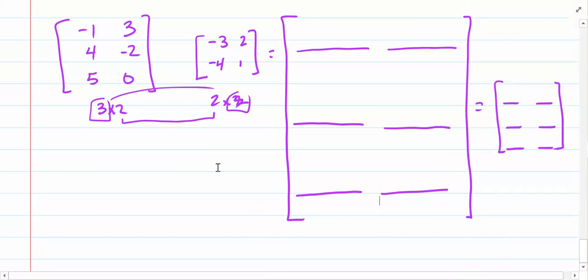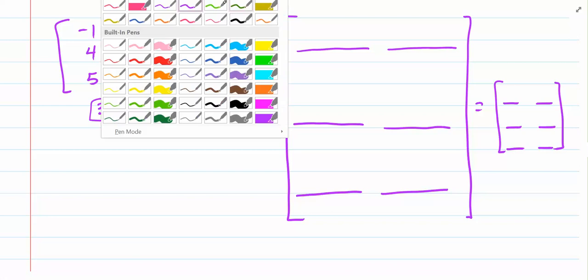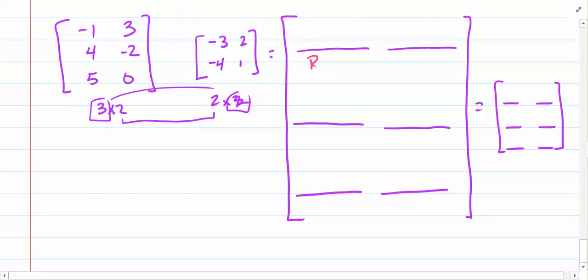So ask yourself, what position is this? This is row 1, column 1. This is row 1, column 2. This is row 2, column 1. This is row 2, column 2. This is row 3, column 1. This is row 3, column 2. Good. So all of these correspond to the same positions over there on the little one, the baby one, right? So this is the big one, and then the baby one.